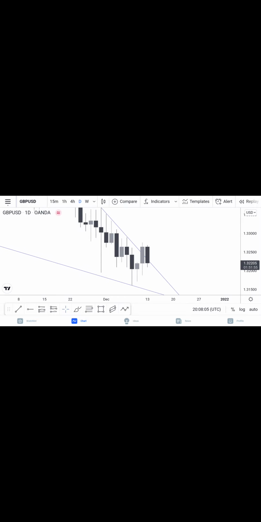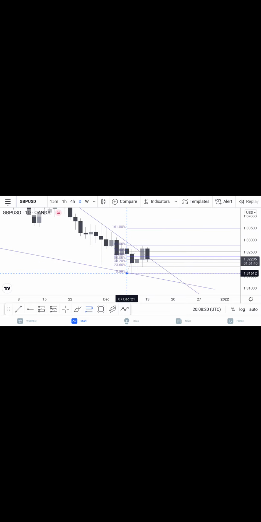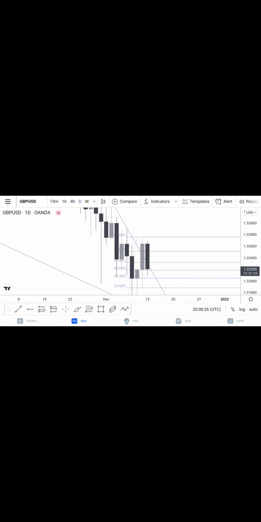So with this, for instance, I'm going to use the Fibonacci from the high. This is last week's high over here. I'll take it and then bring it all the way down to the low, right here, the wick of this candle. So I'm just expanding it to show you something. The wick of this candle is our low, and then this is our high.